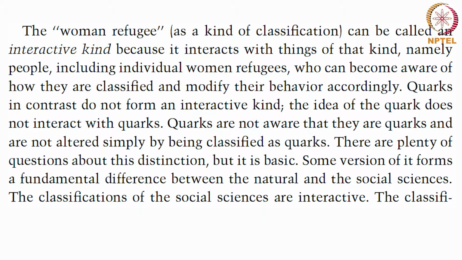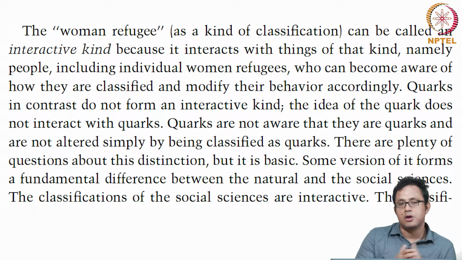Okay, so the woman refugee as a kind of classification can be called an interactive kind because it interacts with things of that kind, namely people, including individual women refugees who can become aware of how they're classified and modify their behavior accordingly. So notice how Hacking here is very sophisticatedly moving towards this entanglement between interiority and exteriority. What you are as a person, how you behave as a person, is determined by your interactions with other persons at a given point of time inside a particular matrix, right? And that particular matrix is also a classifying matrix. It classifies you as a category. So through that interaction with other people, they can generate a degree of awareness of how they're classified and modify their behavior accordingly.